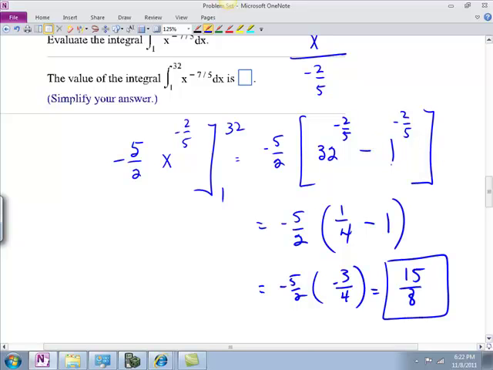You could do it the other way, just factored out the 5 halves times. And I think, in fact, in my notes, if anybody's looking at my notes, I think I did it the opposite way. I think I had 5 halves times this guy minus 5 halves times that. I just did it differently here. All right, are we good?